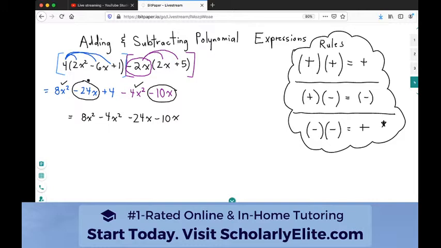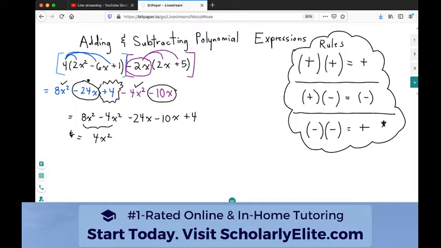Okay, and last but not least, I've got this situation, positive 4. So I'm going to put that at the back here. And now I'm just going to collect my like terms. So 8 minus 4, bananas as I said. So 8x squared minus 4x squared is 4x squared, because it's the same thing as saying 8 bananas minus 4 bananas.